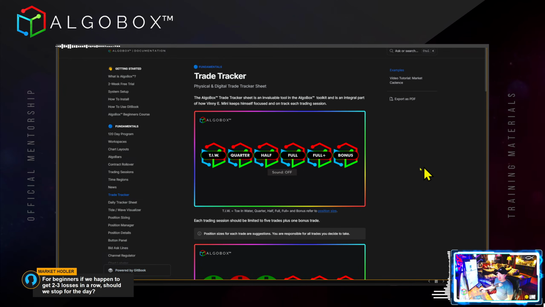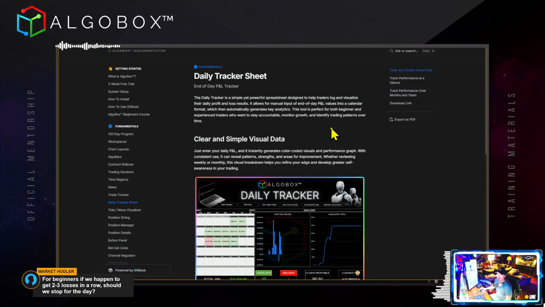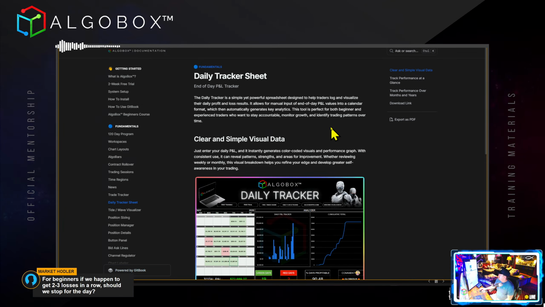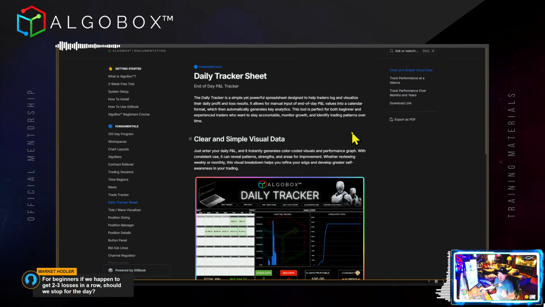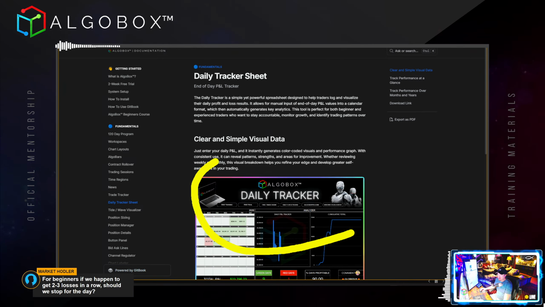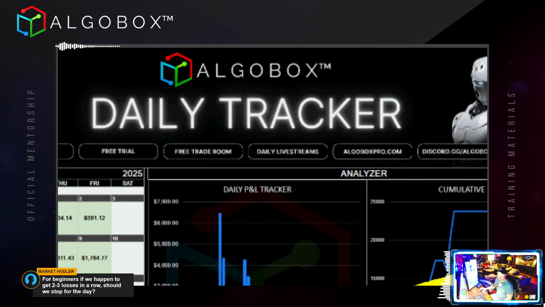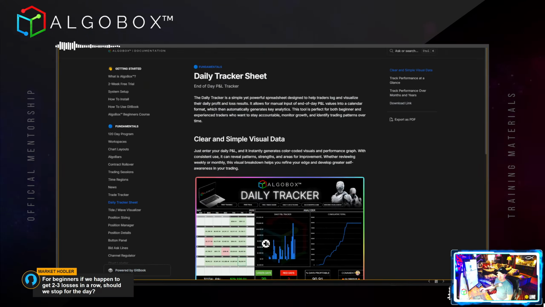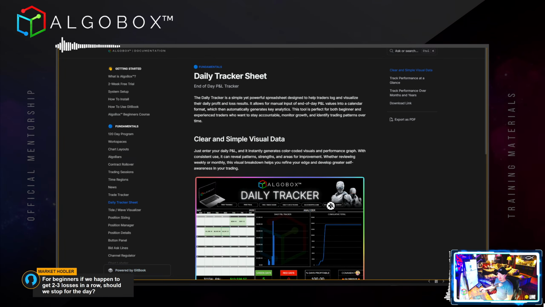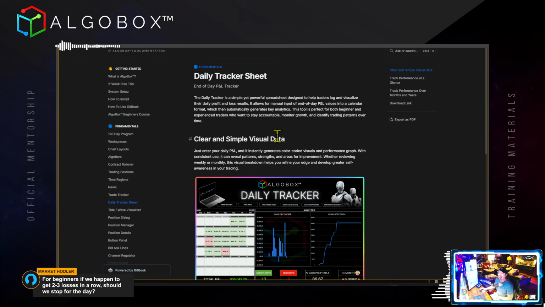Daily tracker sheet. I do recommend that you clear out your NinjaTrader database on the regular for performance reasons. If you do that, you might say, well, I want to be able to track my progress over time. That's why I provide you a daily tracker sheet that has some really cool features and makes things look really neat, so you can still track your progress over lengthier periods of time.